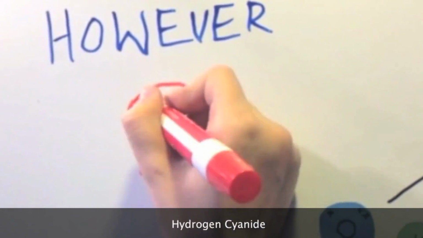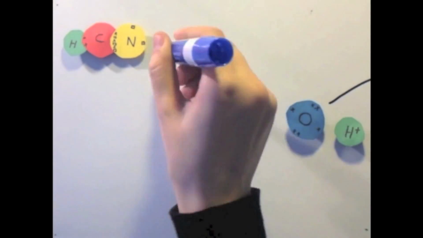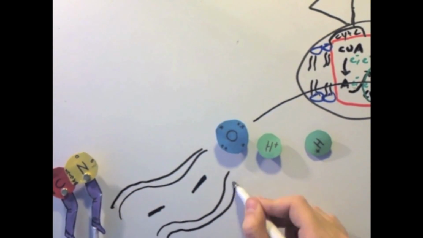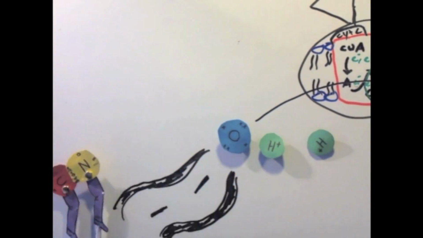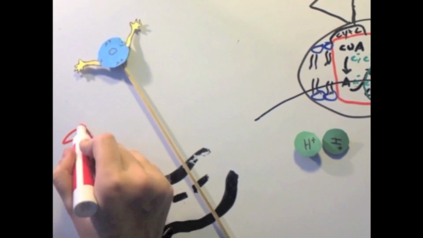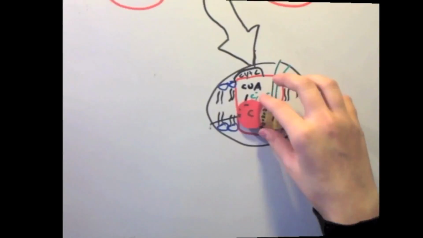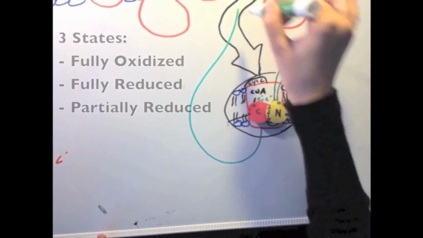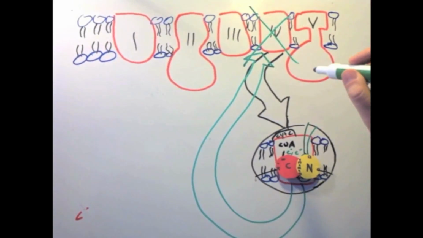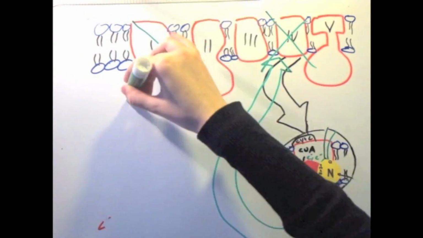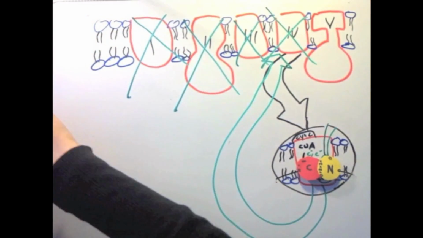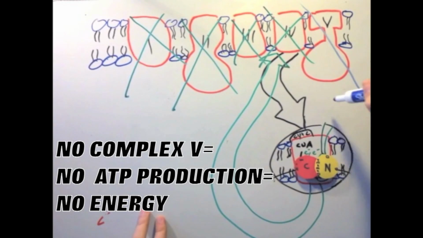However, in the presence of a weak acid, hydrogen cyanide will dissociate to release cyanide anions. This time, cyanide can interact with all 3 states, but has the highest affinity for the partially reduced state. If cyanide binds to complex 4, electrons from cytochrome C can no longer be transferred to oxygen, meaning the cells no longer aerobically produce ATP.